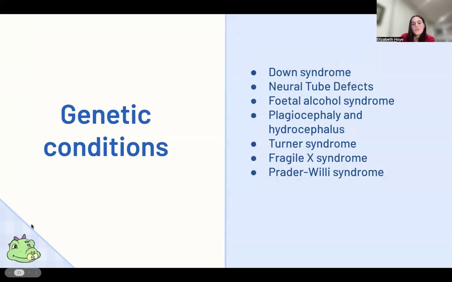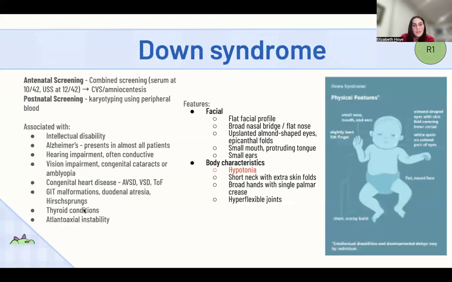All right, that brings us to genetic conditions. So Down syndrome can be picked up on antenatal screening, which you would have learned in women's health, but also through karyotyping postnatally, just using a blood sample. So Down syndrome can have a constellation of things it's associated with, but it's important to remember that it can come with a degree of intellectual disability and Alzheimer's, which presents in almost all patients.